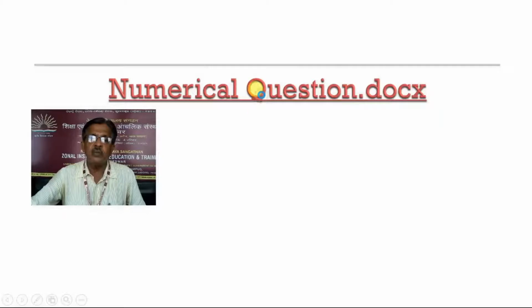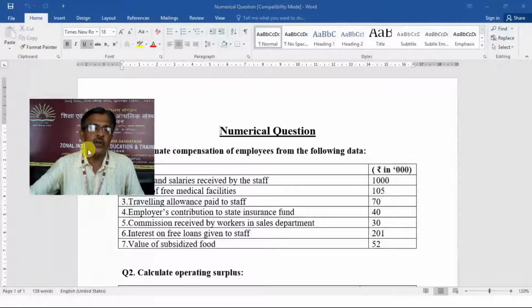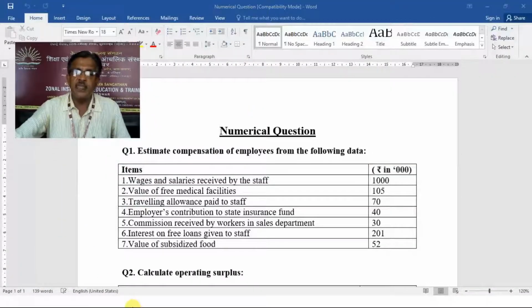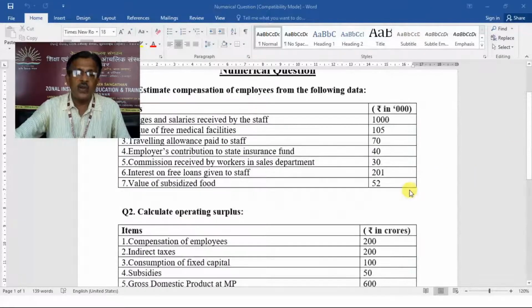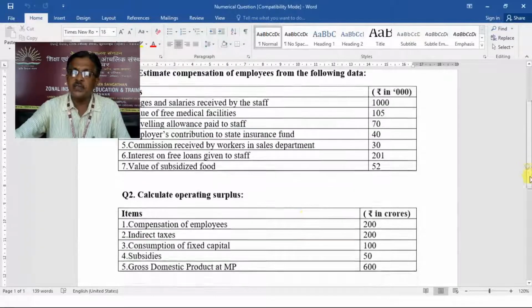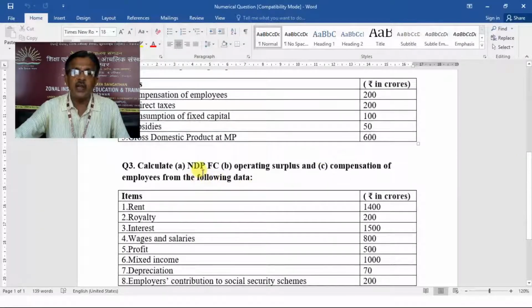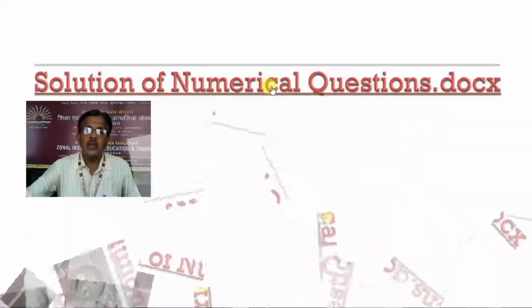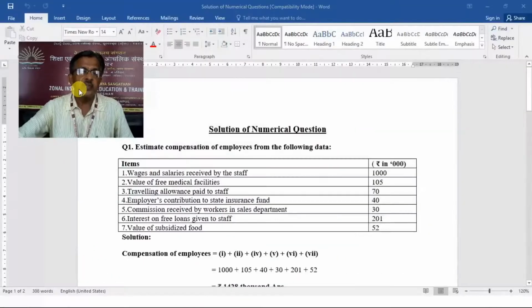Some numerical questions also, for your understanding, to clarify the doubts or to clarify the concepts. You see the questions. Estimate the compensation of employees from the following data. Calculate operating surplus. Calculate NDP at factor cost, operating surplus and compensation of employees. You see the solutions. This is a practice for you.